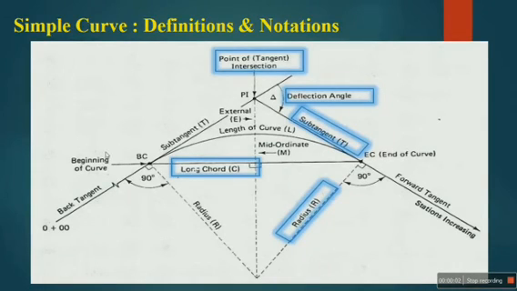Definitions: one is right hand curve, and one more is left hand curve. If the curve deflects to the right of the direction of the progress of survey, this is called a right hand curve. That is, if your progress of survey is from here going like this, in that condition the bending of the curve is to the right of the progress of the survey. This curve is called a right hand curve.